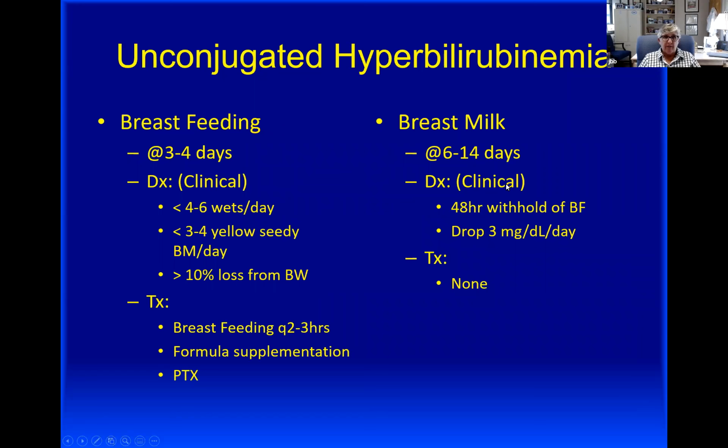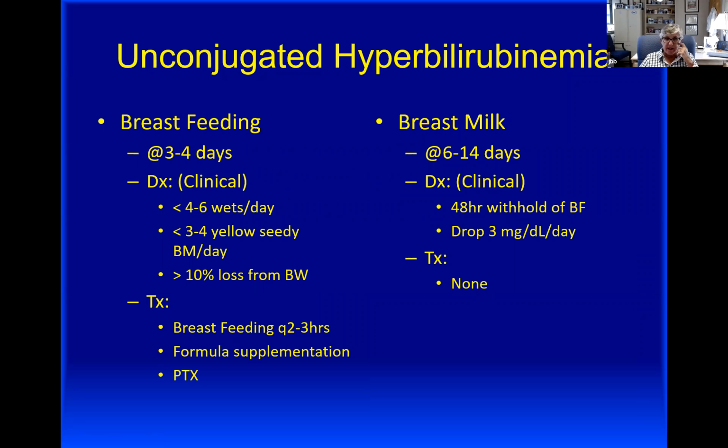So why do we have those, and what are the characteristics of breastfeeding versus breast milk jaundice? Breastfeeding jaundice is early on. As I said, it's more related to calories and hydration status. It commonly peaks at 3 to 4 days of age when breastfeeding is just taking off.